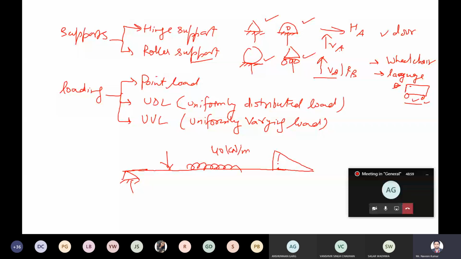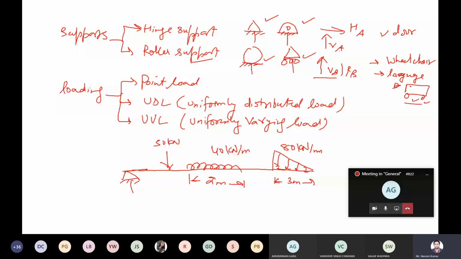40 kilonewton per meter. Let us say this is 80 kilonewton per meter, and this is 3 meter. This is 2 meter. What is our main role? We have to resolve this, or convert it into point load, for this UDL and also this UVL. So let us say this is 50 kilonewton.